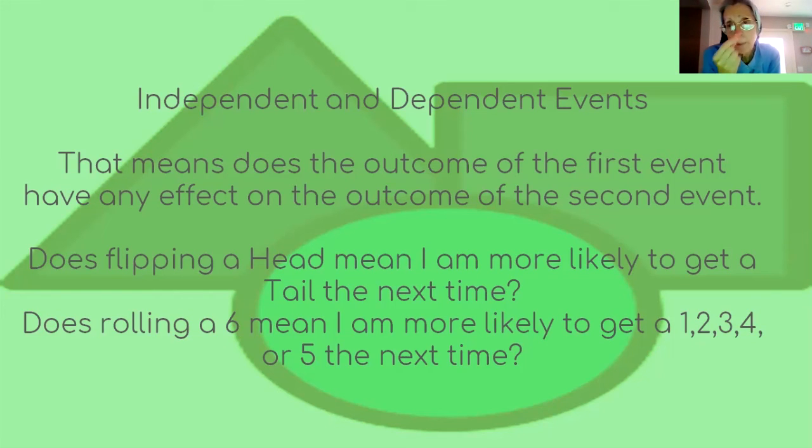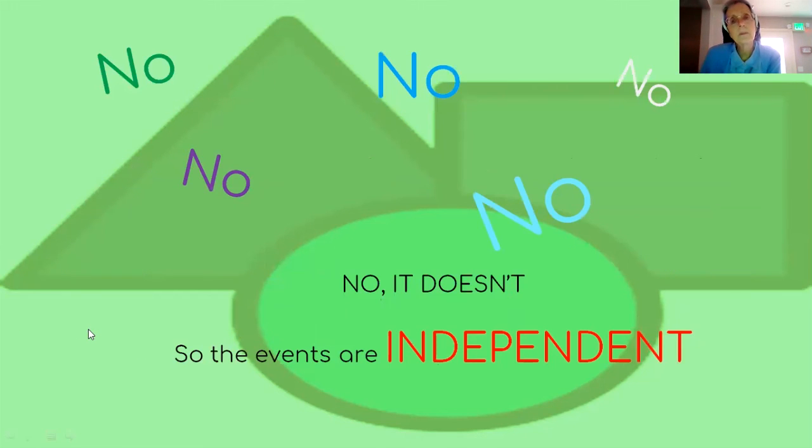Head or tail, flip it again, head or tail. Does rolling a 6 the first time mean I'm more likely to get a 1, 2, 3, 4, or 5 the next time? No. Now, some people think that having a baby girl makes you more likely to have a baby boy the next time. Do you think that's true?